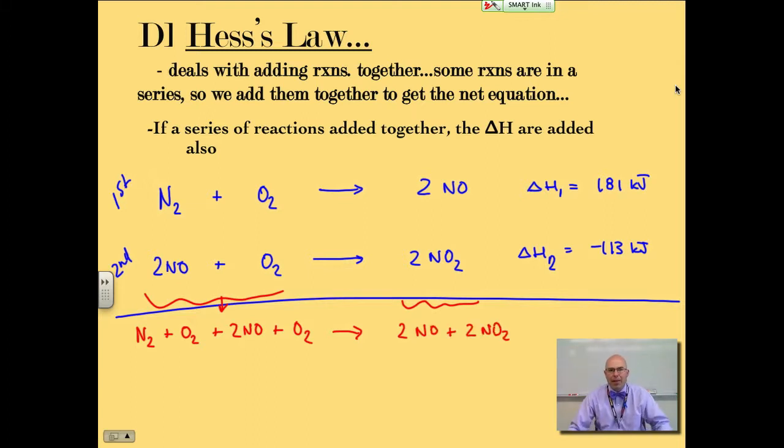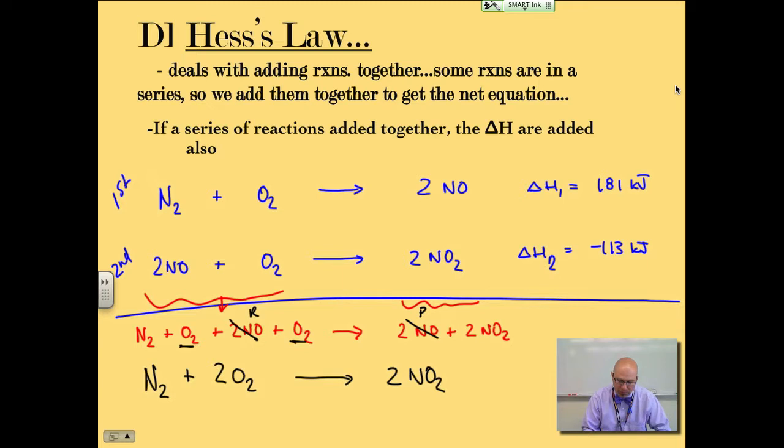Now that, I guess, is what we could call our gross ending equation, because notice I can clear this up and say N2 plus 2O2, because I have 1, 2, and notice that the NO is going to cancel. I've got one on the reactant side and one on the product side, so I can cancel those two NOs out, and this produces 2NO2. Notice it is balanced: N2 plus 2O2 yields 2NO2. This is my net equation.